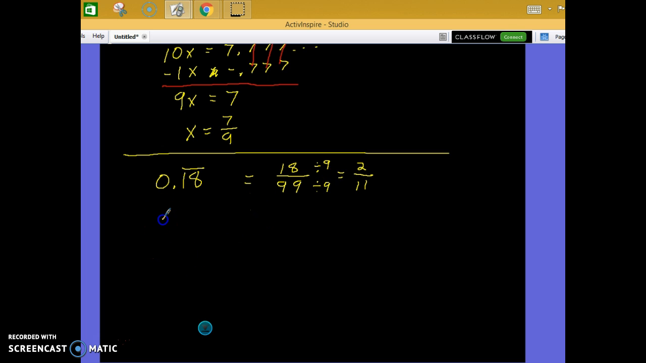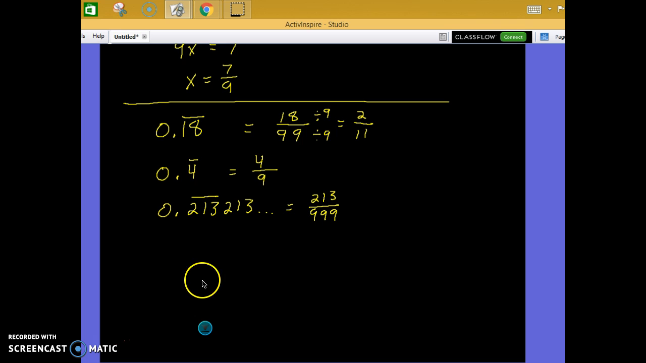If you had 0.4 repeating, where the 4 repeats, you're going to just write that as 4 over 9. 4/9. If you had 0.213 repeating, the 213 repeats, so you're going to write that as 213 over 999, and then you're going to simplify from there.